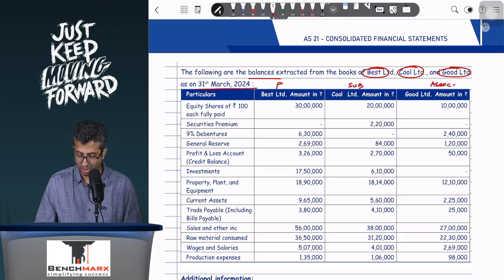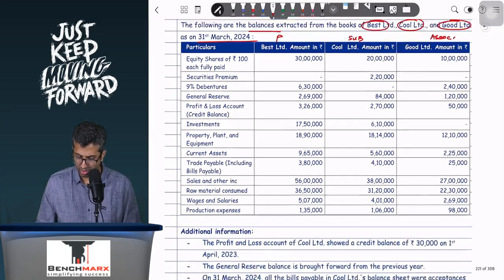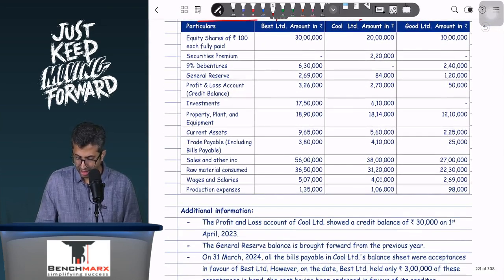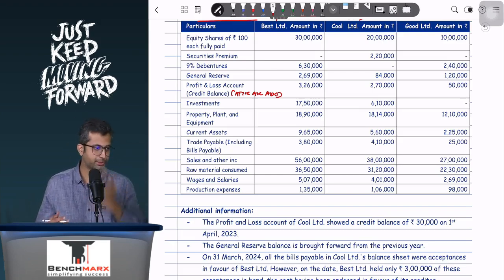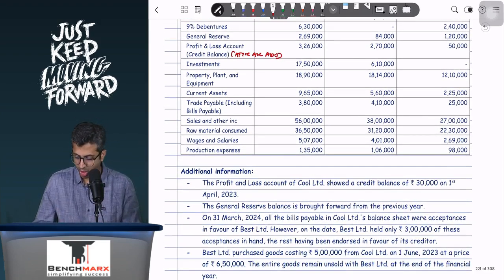As on 31st March 2024, equity share, securities premium, 9% debentures, general reserve, P&L, investments. So this is P&L, let us say after all adjustments, investments, PP, current assets, trade payables, including bills payable, sales and other income, raw materials, wages and production expenses. So you have been given a few data points over here. Now, the profit and loss of Cool showed a credit balance of 30,000 on 1st of April 2023, that is at the start of the year. The general reserve balance has been brought forward from the previous year.